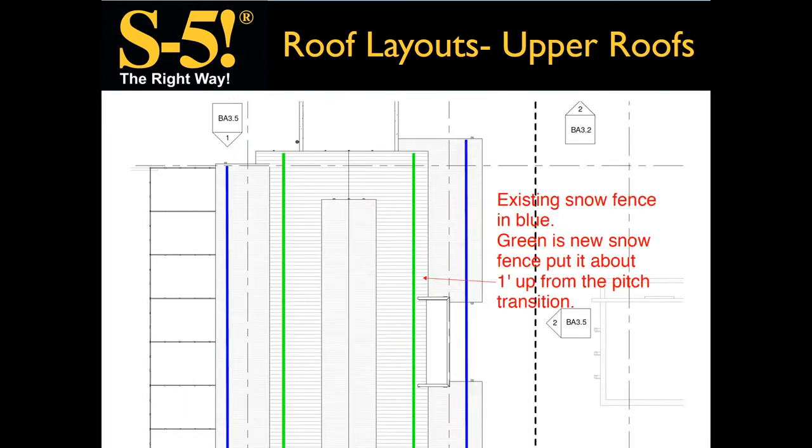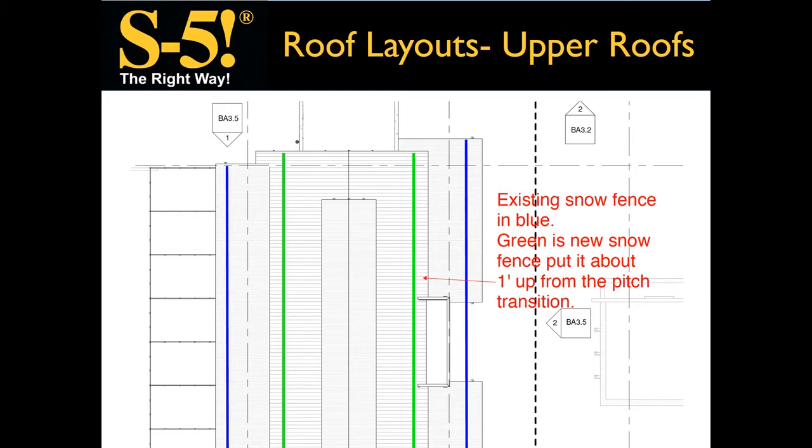Another question I get quite often, and this one just came across my desk, is, so something to point out here was the contractor originally put in the snow retention here where this blue line is. But then he's got an upper roof and yet another upper roof all dumping down.